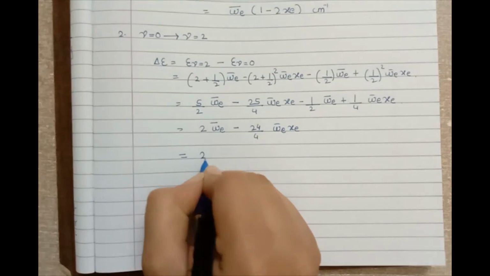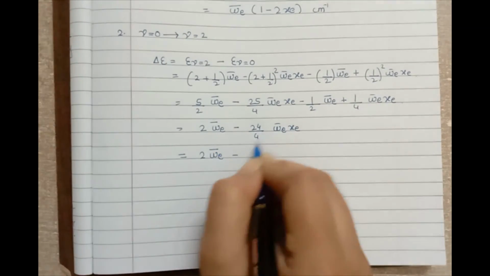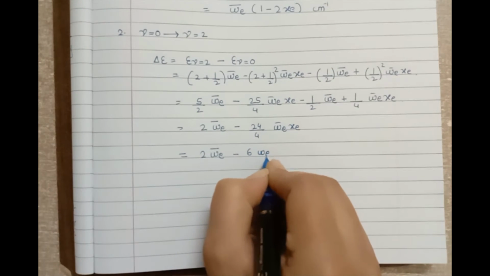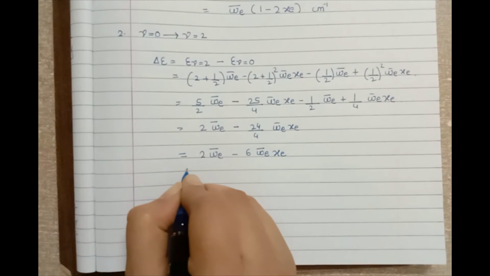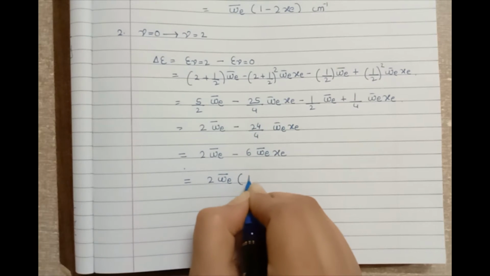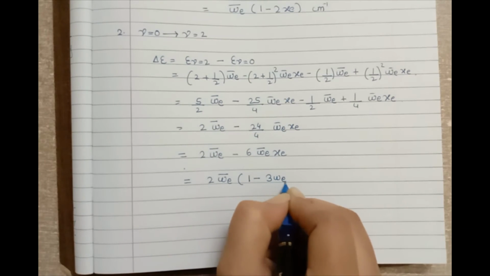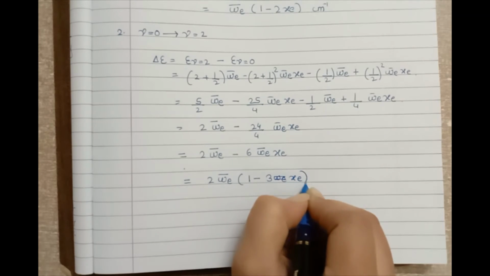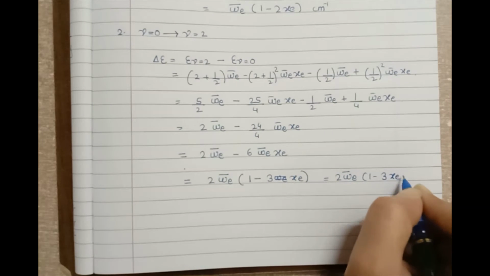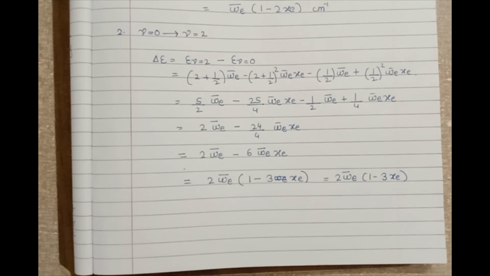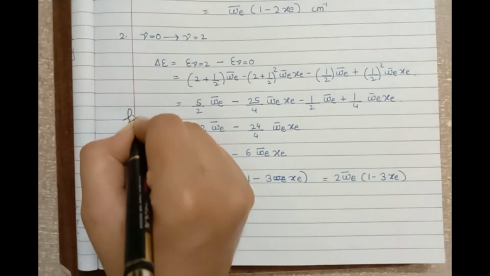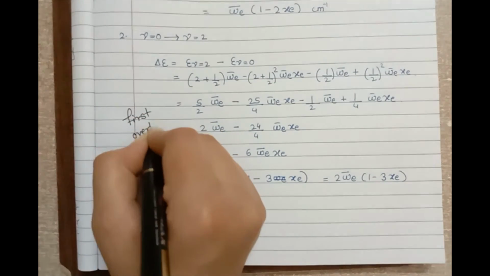Now 2 ω̄e minus, 4 ones are 4 and 4 sixes are 24. So now taking 2 ω̄e as common, what remains is (1 minus 3 xe). That is 2 ω̄e (1 minus 3 xe). Okay, and this frequency or this change in energy or wave number is known as first overtone. This is a first overtone.